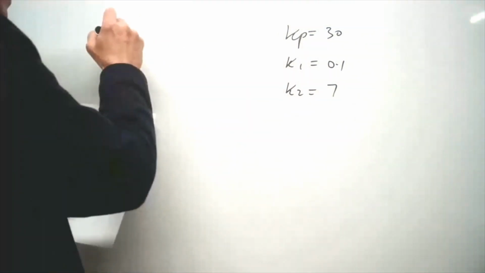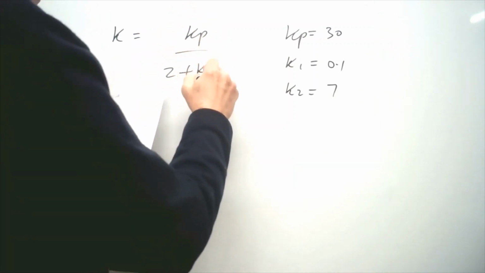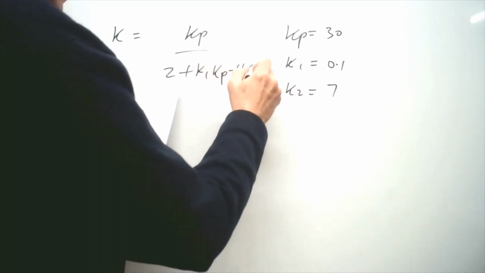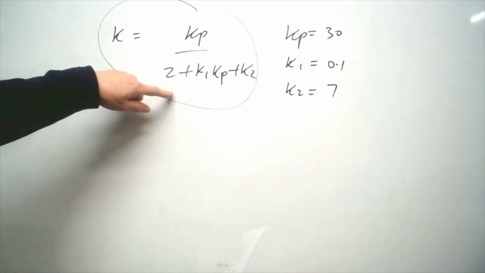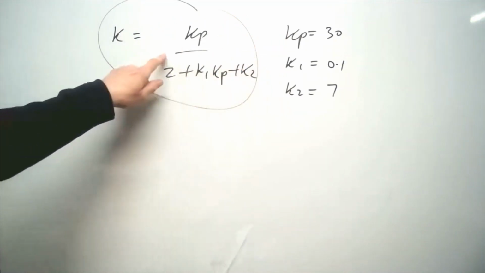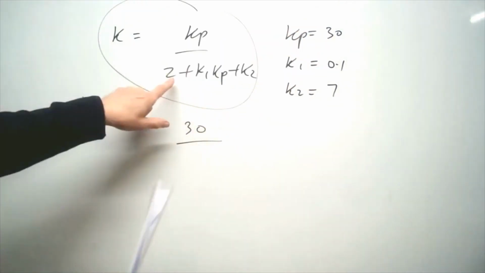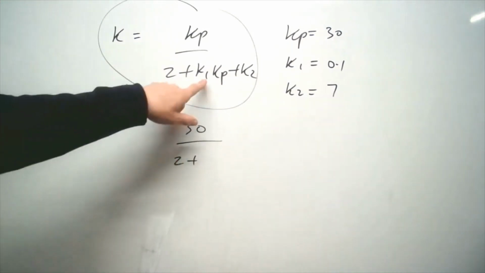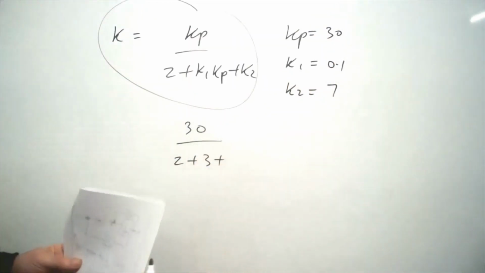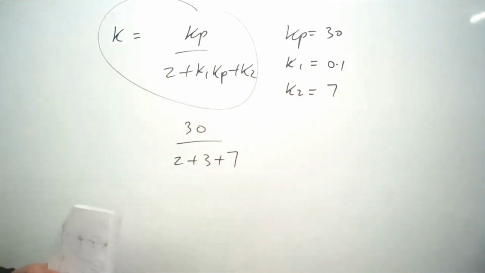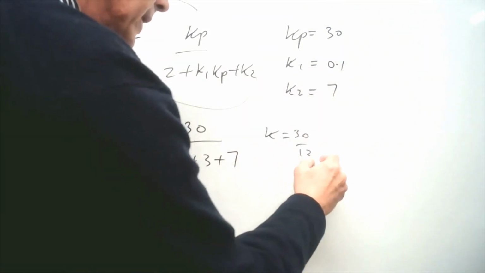So we've got expressions now for K, haven't we? K is equal to Kp over 2 plus K1 Kp plus K2. That was the expression I had for K. So what I can do is put these numbers in now. You've just been given these numbers, so you put these numbers into here. So this becomes 30, because Kp is 30, over 2 plus K1 times Kp. So that'll be 0.1 times 30 is 3, plus K2, which is 7. So that's 30 over 12, isn't it? So K is 30 over 12.